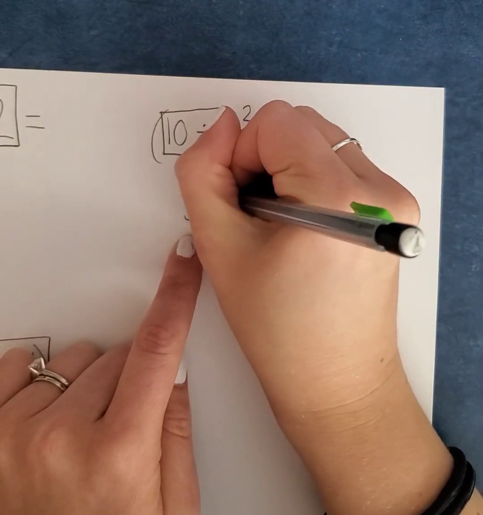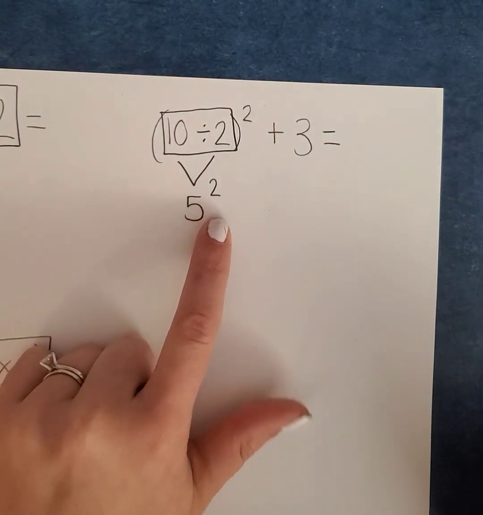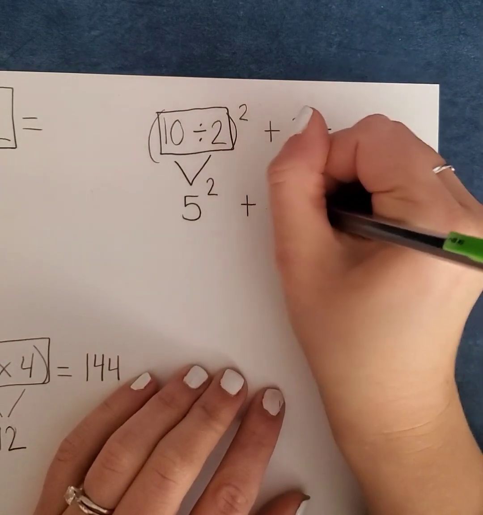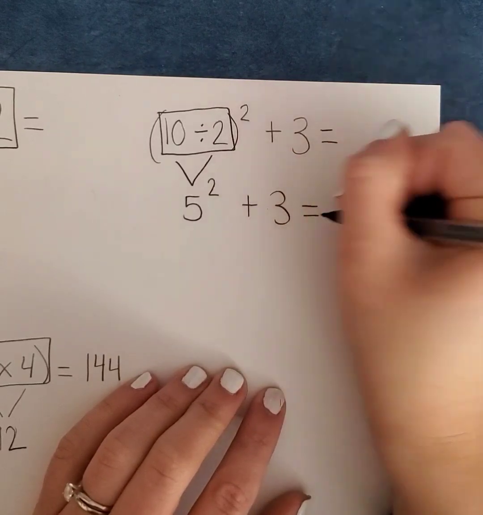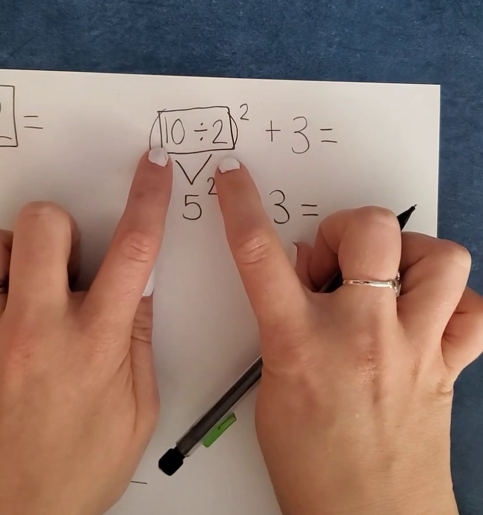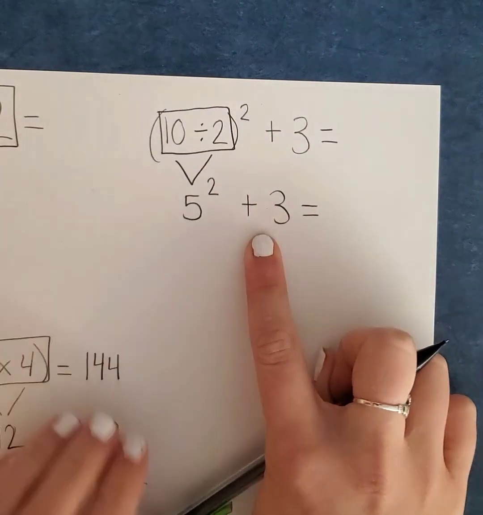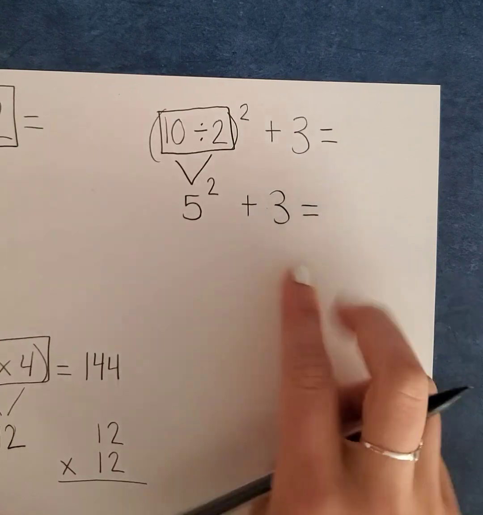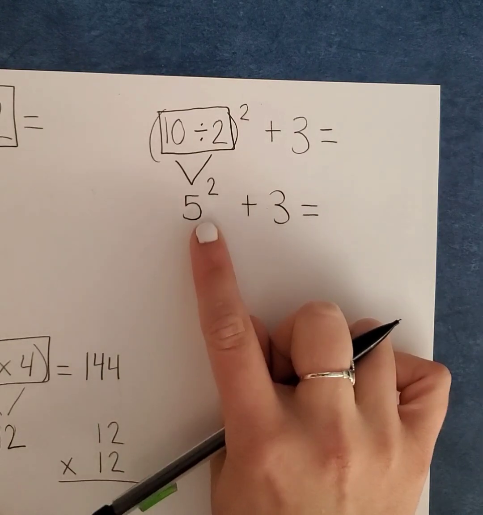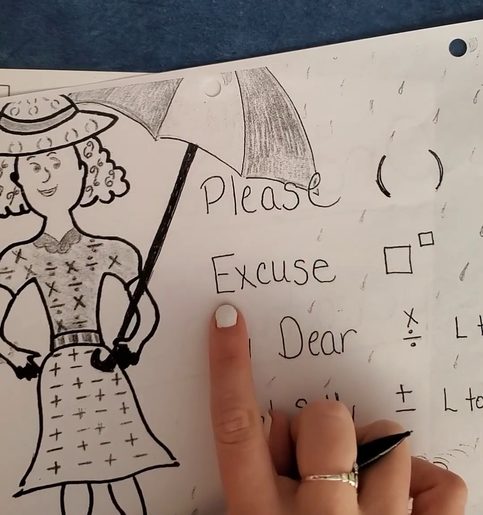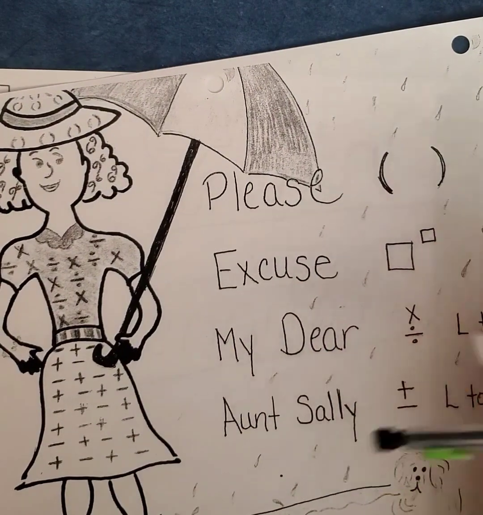So I need to write that exponent down. 5 squared, or 5 to the power of 2. And then the rest of it comes with it, plus 3. Remember to make sure to copy down everything that's outside of that box. Comes down with it. Make sure you're copying everything else down so you don't get lost or confused, okay? Stay neat.